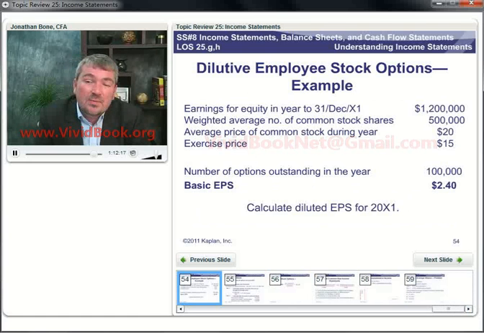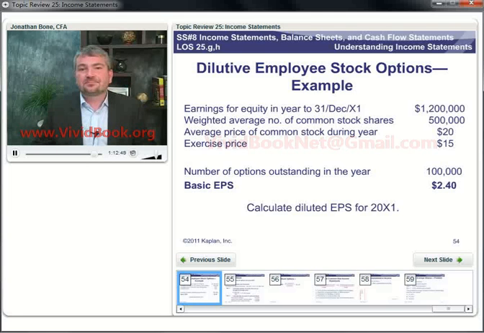Straight away we can tell these are dilutive because the average price during the year is greater than the strike price. Just ask yourself, do you fancy buying something that's worth $20 and only paying $15? If the answer is yes, it's dilutive. Notice we've got 100,000 stock options. Basic rule for the exam is assume one option equals one share when exercised unless told otherwise. And we've got our basic EPS here of $2.40.